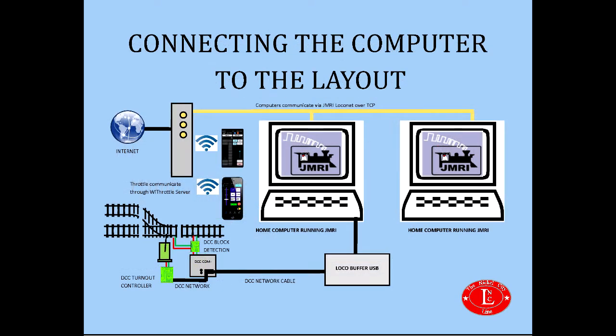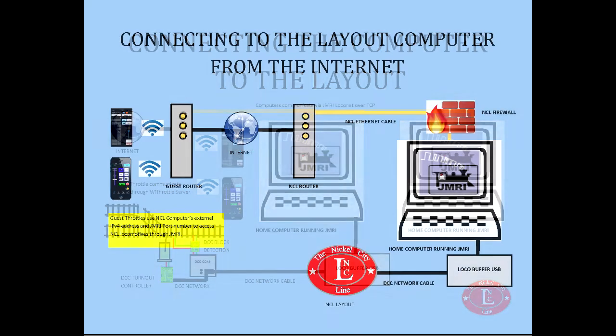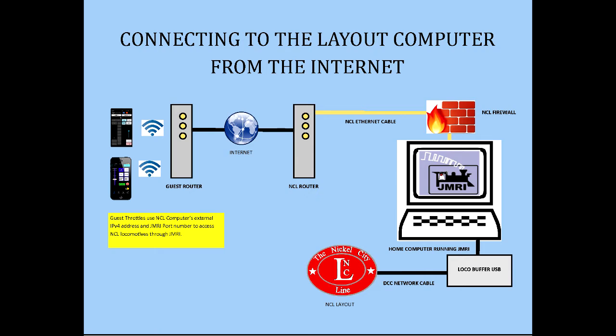The yard computer, which is also using JMRI, is connected to the dispatcher's computer through the home computer network and sends and receives JMRI messages and commands through the dispatcher's computer using JMRI's LocoNet over TCP protocols. All communications between either computer run through the single local buffer USB. Let's turn to how a guest operator can connect to the NCL layout over the internet.